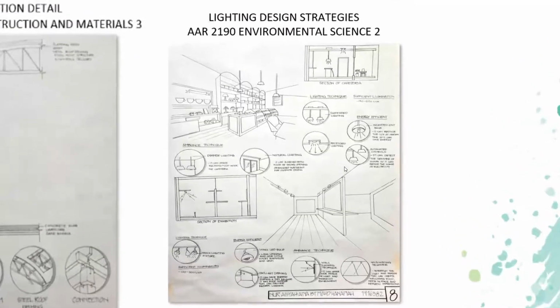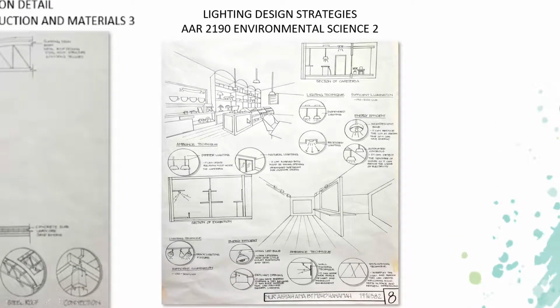Okay, then we move on to the lighting design strategies. For the cafeteria, I suggested using suspended lighting and recessed lighting. And for the illuminance, the sufficient illumination that's suitable is 100 to 200 lux. And then for the ambience technique, using a dimmer lighting technique can create a relaxing mood inside the cafeteria, and natural lighting for the diners so they can experience different kinds of mood. And then for energy efficiency, using incandescent bulbs and automated control bulbs will save energy when there's no movement and human activity.